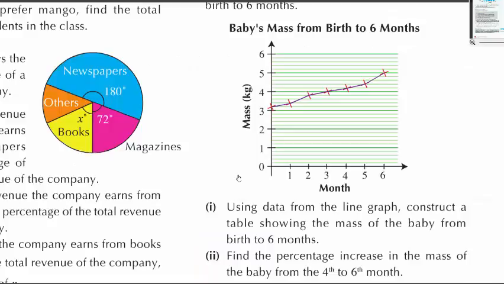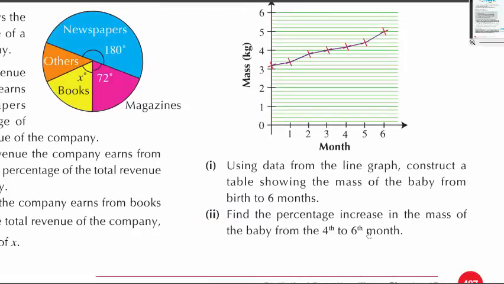Okay, next, find the percentage increase in the mass of the baby from the 4th to 6th month. So they want the increase. So you read off the mass at the 6th month, which is 5 kg, subtracting the mass at the 4th month, which is 4.2 kg. That will be the increase.